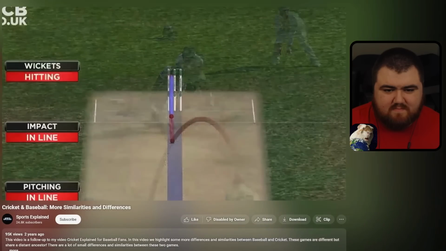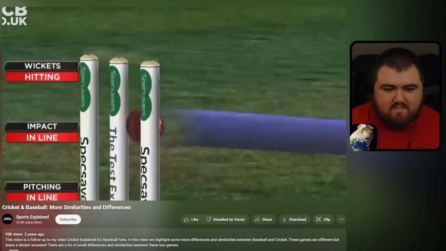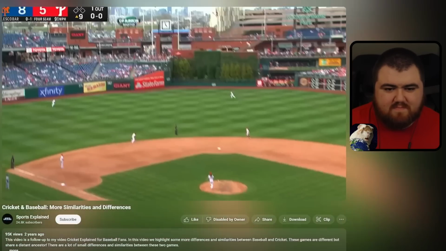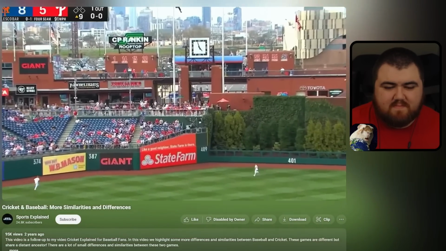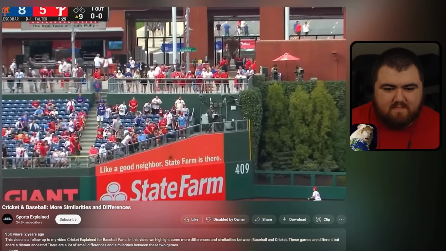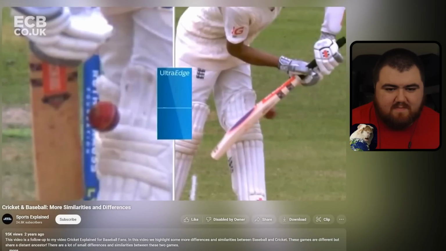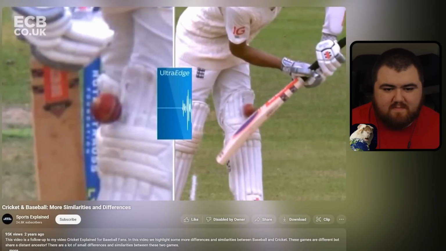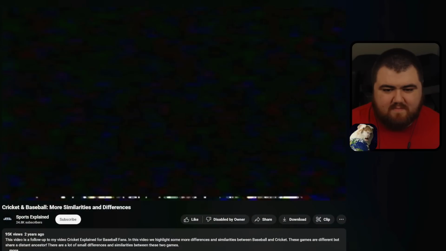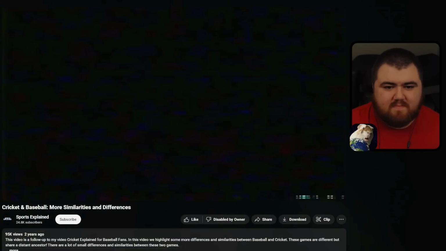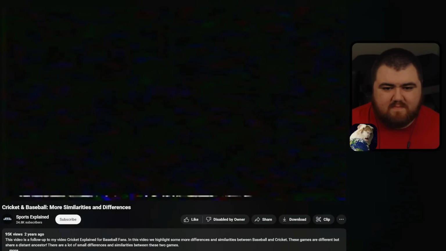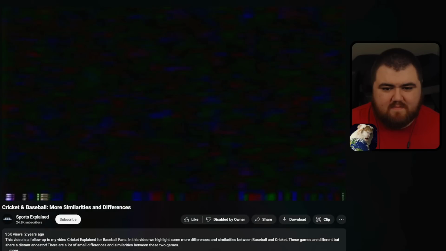Both games have their own intricacies and complexities and the little details and the fine print that make them not the easiest games in the world to explain. But even then, I find that cricket's rules follow an internal logic at least a bit more closely than baseball. A great example of baseball not necessarily following its own internal logic is the dropped third strike, which is something that's been brought up in the comments.